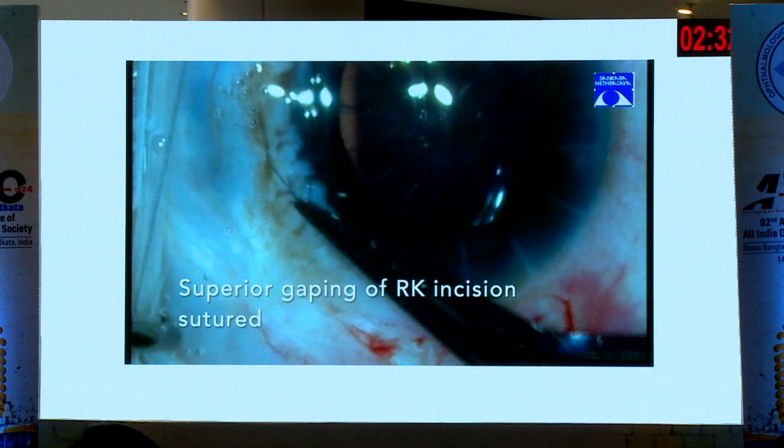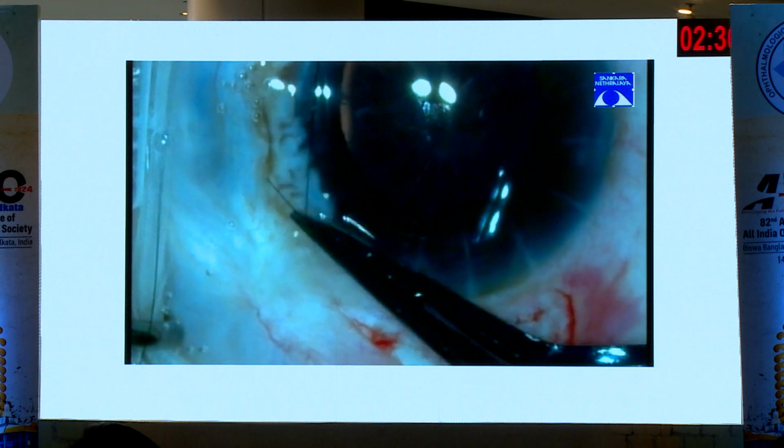So it's important to realize and be ready with this when you are starting your surgery. Otherwise, in a normal phaco, you might not need a suture, so your staff might not keep it, but in these cases, you can make sure that you keep it ready.